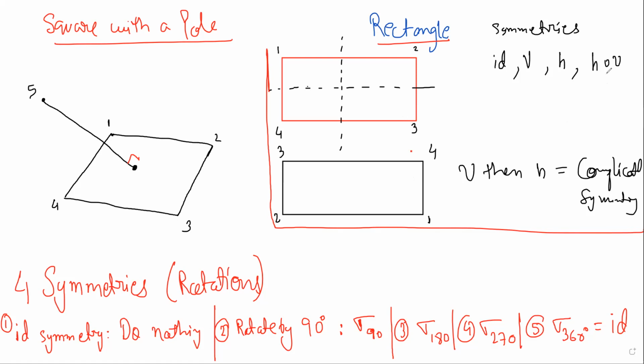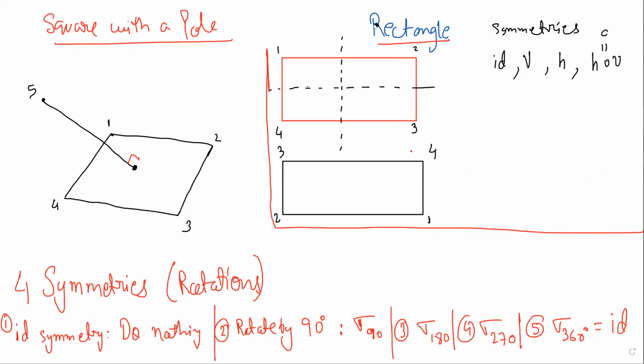I can just call this complicated symmetry C, okay? So we have these 4 symmetries here and we have 4 symmetries here also. This composition just means V and then applying H. You don't even have to call it this, just call it C. So we have these 4 symmetries.